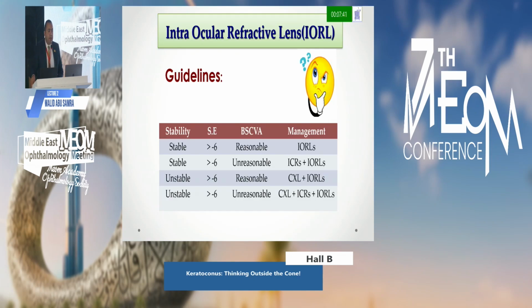In intraocular lens implantation, it is very important to have three things. One, the spherical equivalent is more than -6. Reasonable visual acuity, which is very important, and of course the stability of the vision.